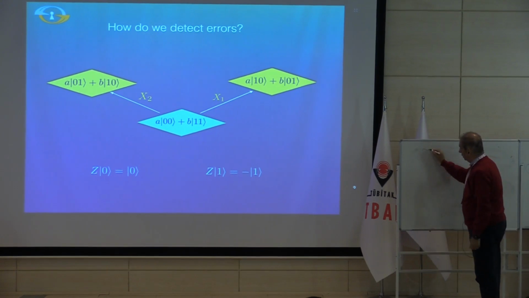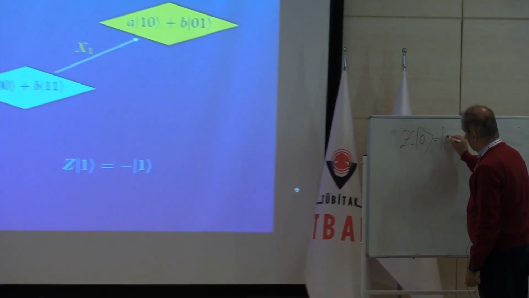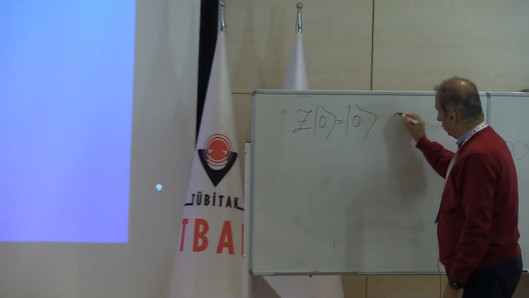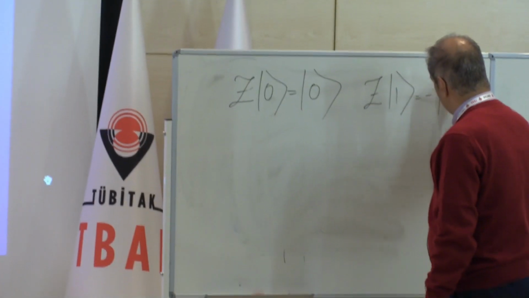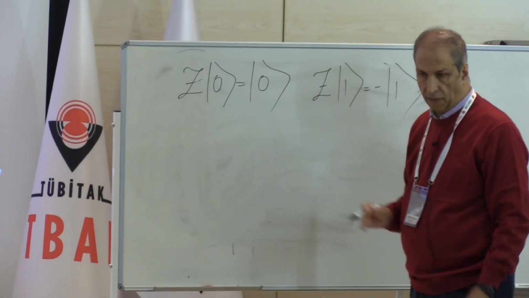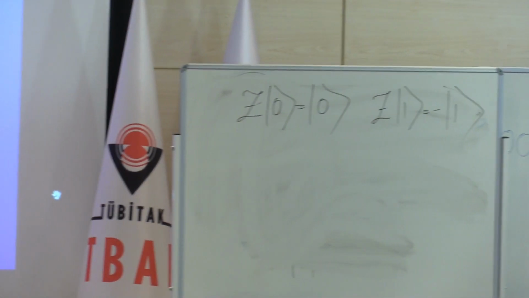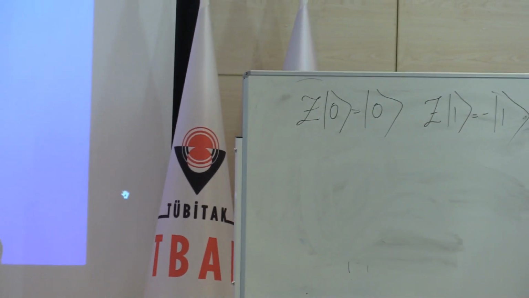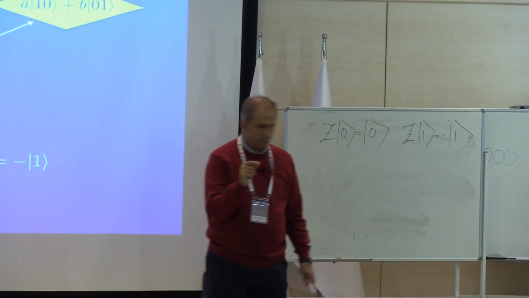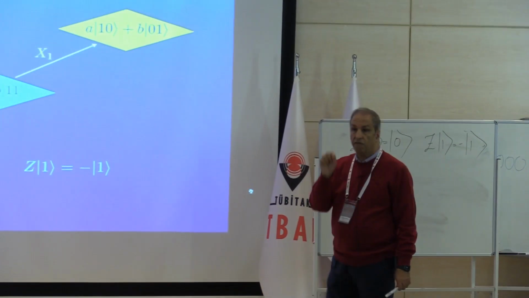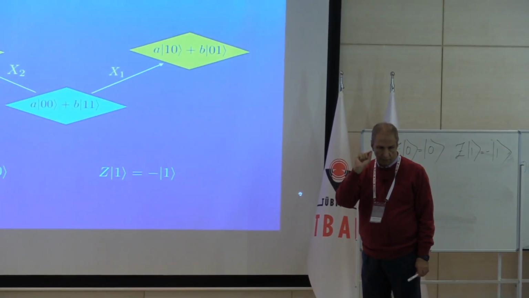So, Z over 0 is equal to 0. You agree? Z over 1 is equal to minus 1. Now I want to understand whether I am in this subspace or in this subspace. I want to make a measurement without destroying the state.